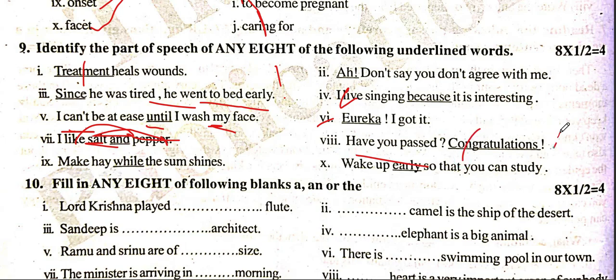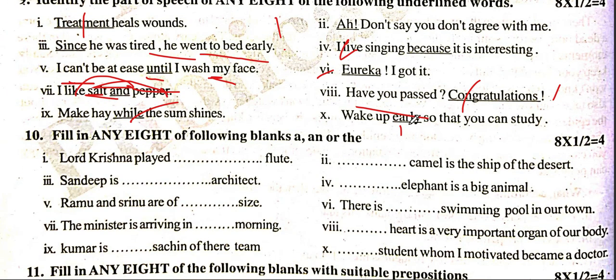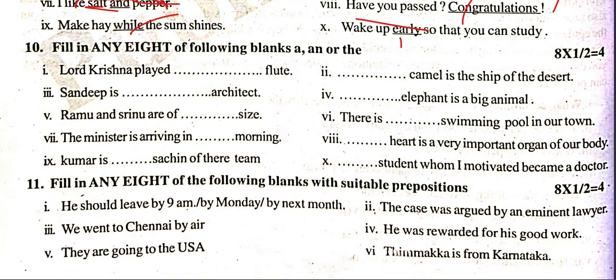So congratulations, again interjection. Make hay while the sun shines. So "while" is again a conjunction. Wake up early so that you can study. Early is an adverb. Early, late, right?